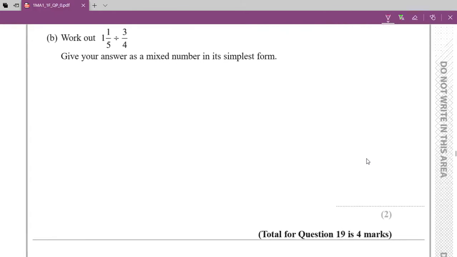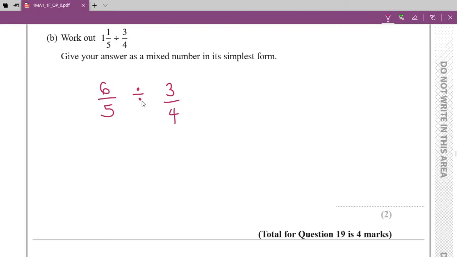Question B here. We have work out 1 and 1/5 divided by 3/4. And this says give your answer as a mixed number in the simplest form. And that's very instructional. So first I'm going to change this mixed number to a top heavy fraction. So I go 1 times 5 is 5, add 1. That's going to be 6 over 5. I have the divide sign here. And then this already is a proper fraction, so just write it down, 3 over 4.